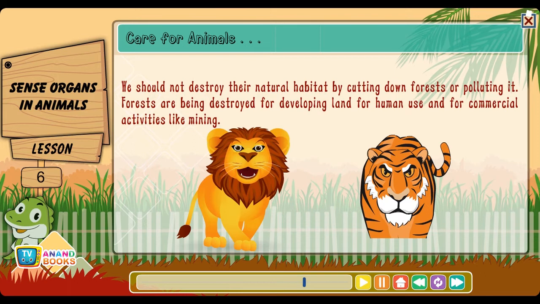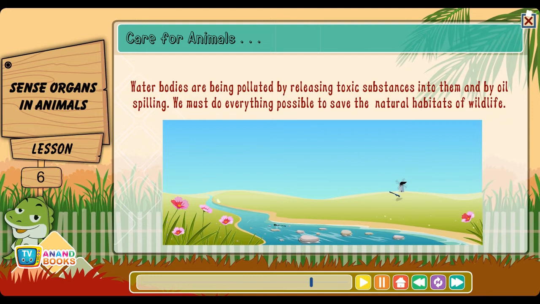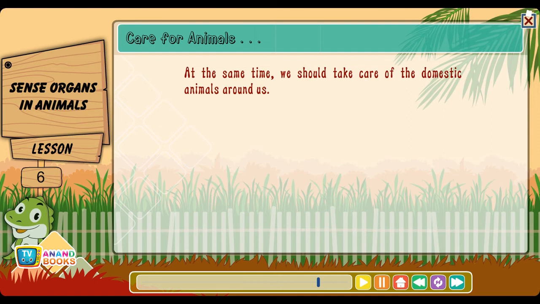Forests are being destroyed for developing land for human use and for commercial activities like mining. Water bodies are being polluted by releasing toxic substances into them and by oil spilling. We must do everything possible to save the natural habitats of wildlife. At the same time, we should take care of the domestic animals around us.